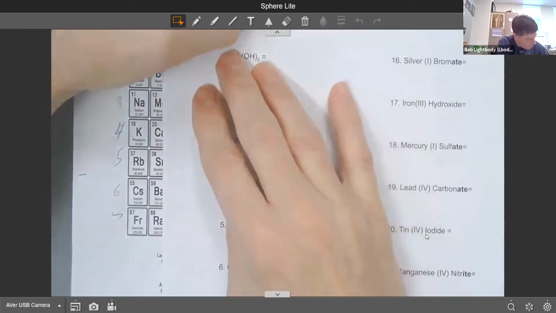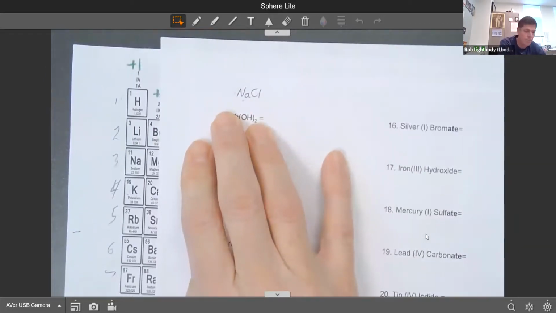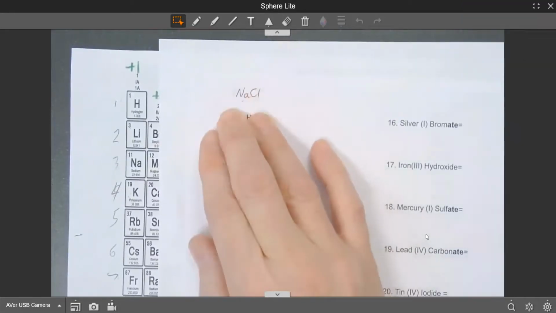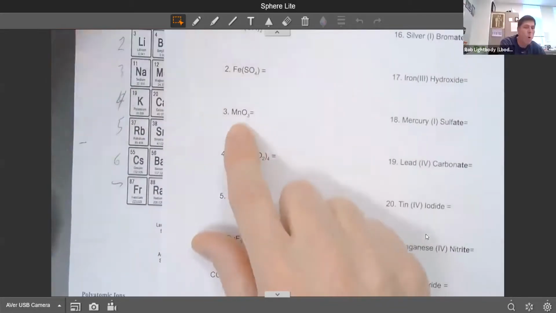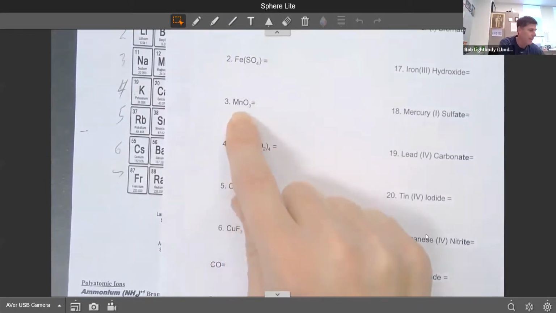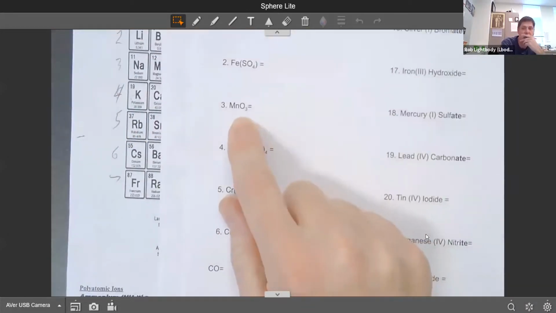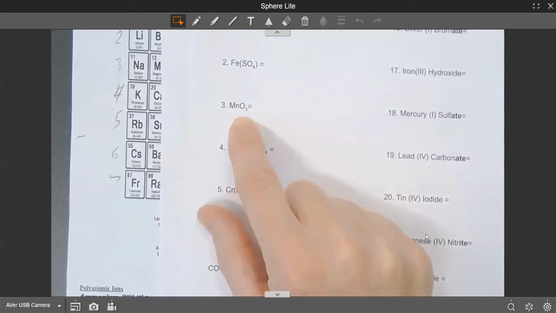Got a different one. So I've got NaCl. What would I name that? Sodium chloride. Good. You guys are familiar with that one. What would I name this one? And you'll learn where they're at. Mn is number 25. And make sure you spell it right. I might have to look that one up. Manganese. Very good.